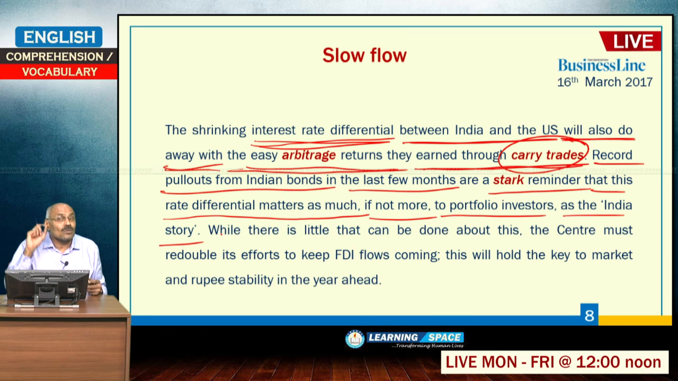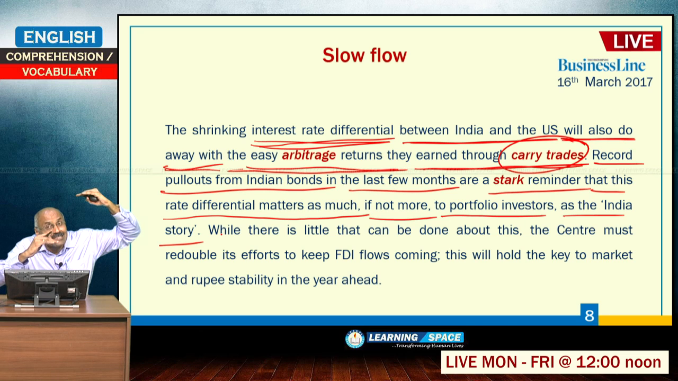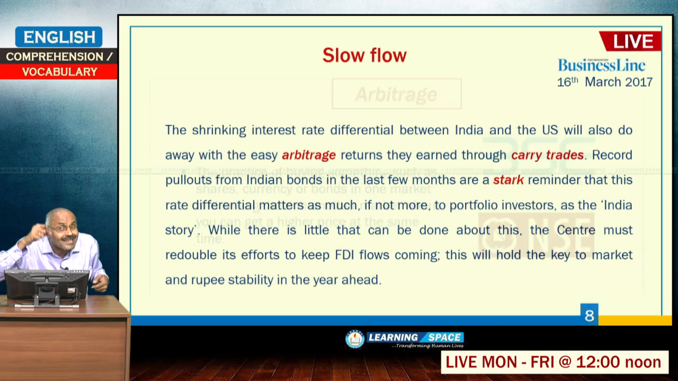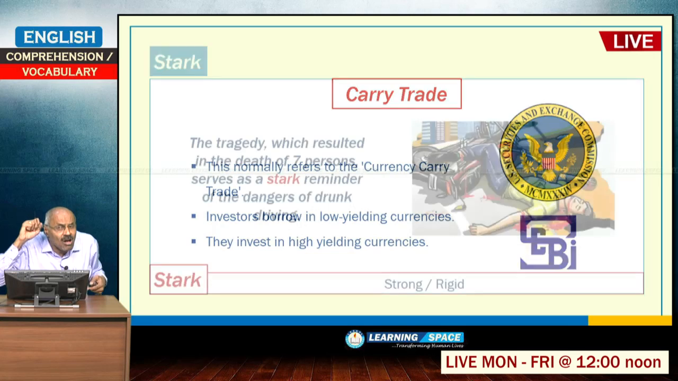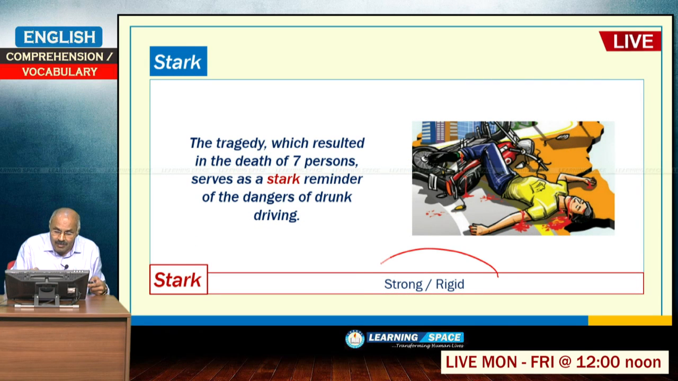So, what is important to note is this record pullout from Indian bonds in the last few months is a stark reminder that this rate differential matters so much. When the rate differential is reduced because USA is increasing interest rates, then that interest arbitrage will go away and they will pull out money. Already they started pulling out money for the past 6 months, and this is a stark reminder, or you can say a strong reminder.